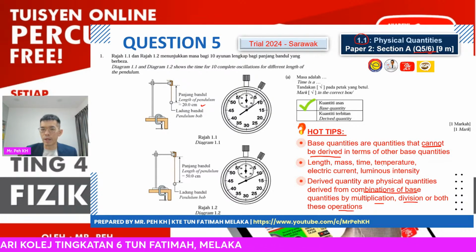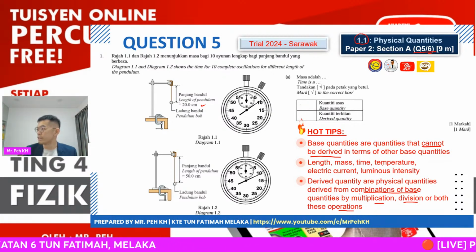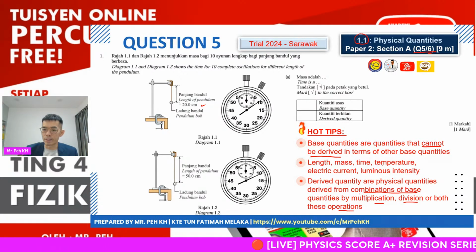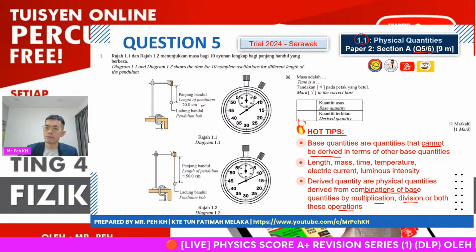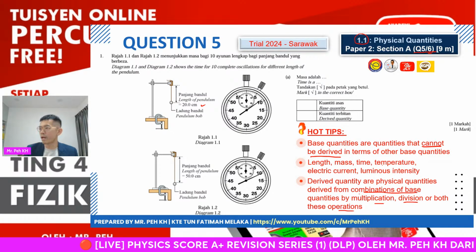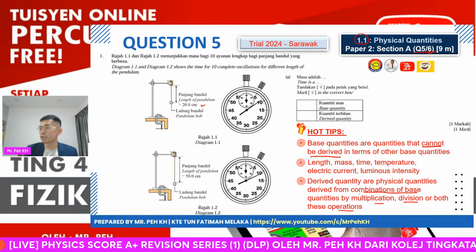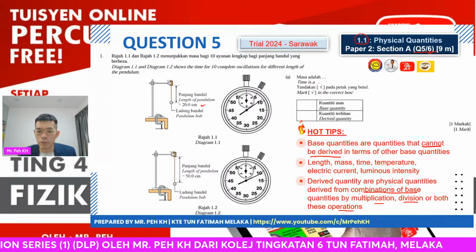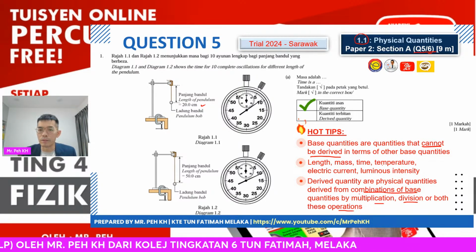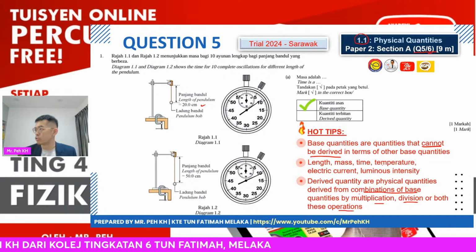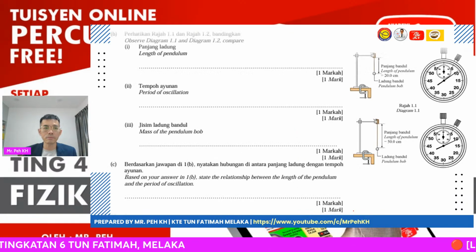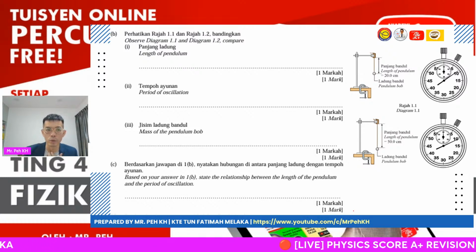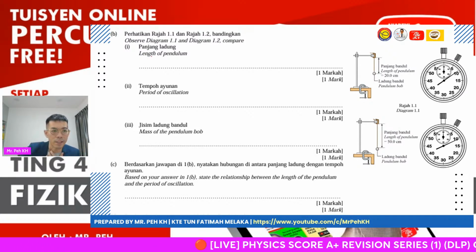For example, we have area, which comes from length times length, or density, which is also another physical quantity considered as derived, which comes from mass over volume, right? So here the answer is very clear that it will be base quantity. I think it should not be very hard for this question. Then observe diagram 1.1 and 1.2. Here we have 2 diagrams. Okay, so the length of the pendulum.